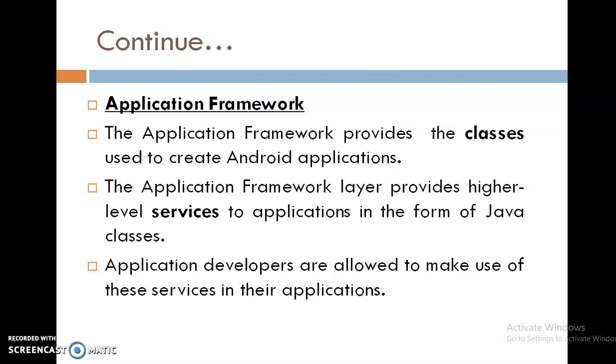Some of the important classes of the application framework are like activity manager, which manages the activity lifecycle of applications. Then content provider, which manages the data sharing between applications, like location. Then location manager, which provides the location management using GPS or cell tower. Then telephony manager, which manages all voice calls. The resource manager, which manages the various types of resources which are used in the application.